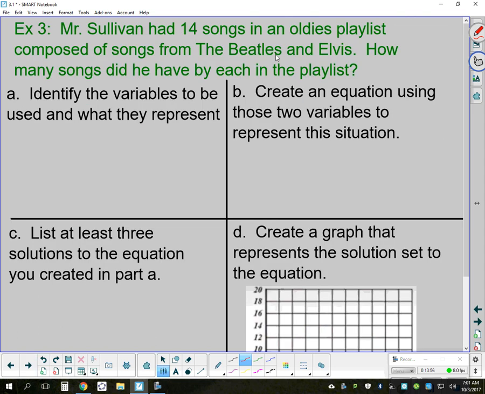Okay, example 3. Mr. Sullivan had 14 songs in an oldies playlist composed of songs from the Beatles and Elvis. How many songs did he have by each in the playlist? Okay, and we aren't actually going to necessarily figure that out because you would need more information, but we can come up with possible answers. Part A, identify the variables. Part B, create the equation. C, list the solutions and then graph it.